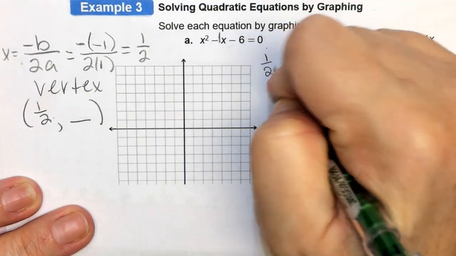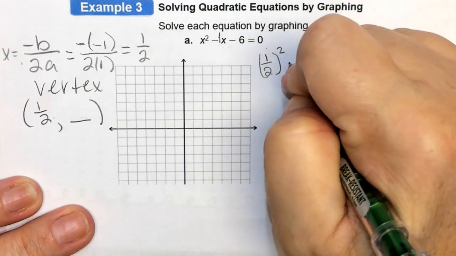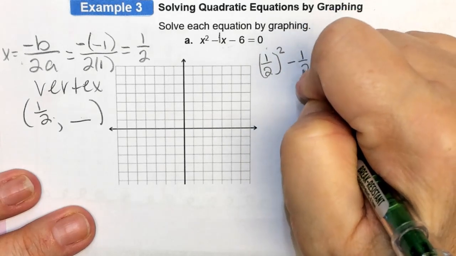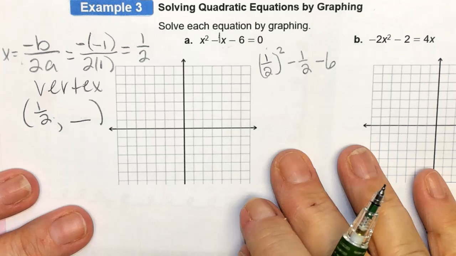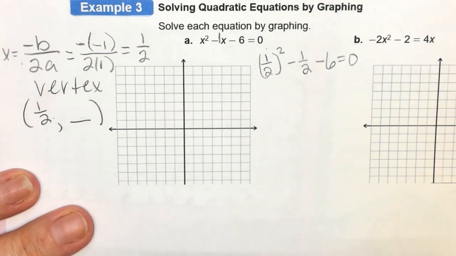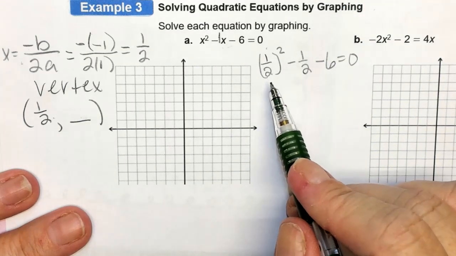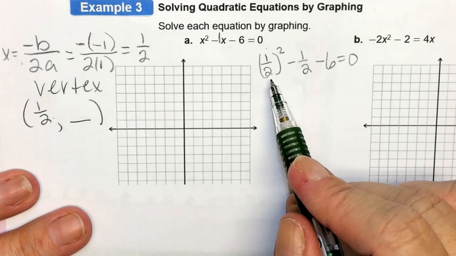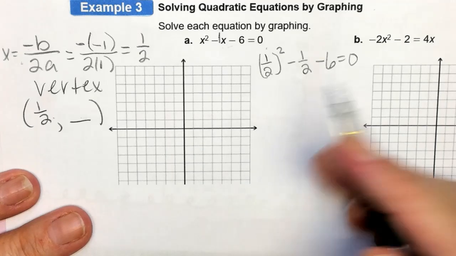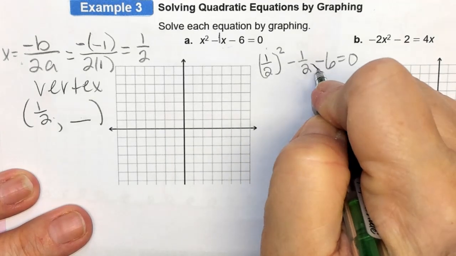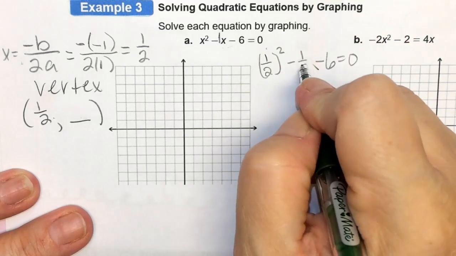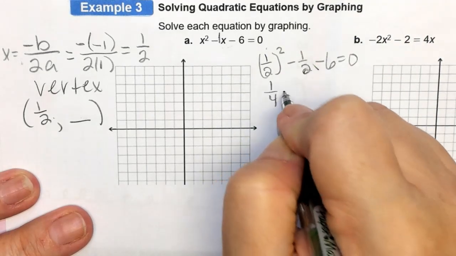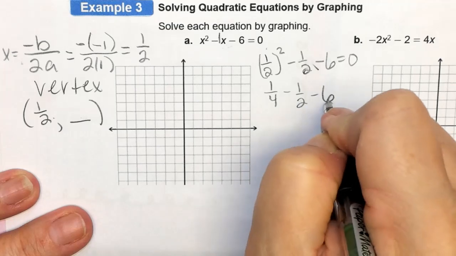So we got 1/2 squared minus 1/2 minus 6 equals 0. All right, can you use the calculator to help you graph? Sure, you sure can, if that makes you happy. So we get 1/4 minus 1/2 minus 6.